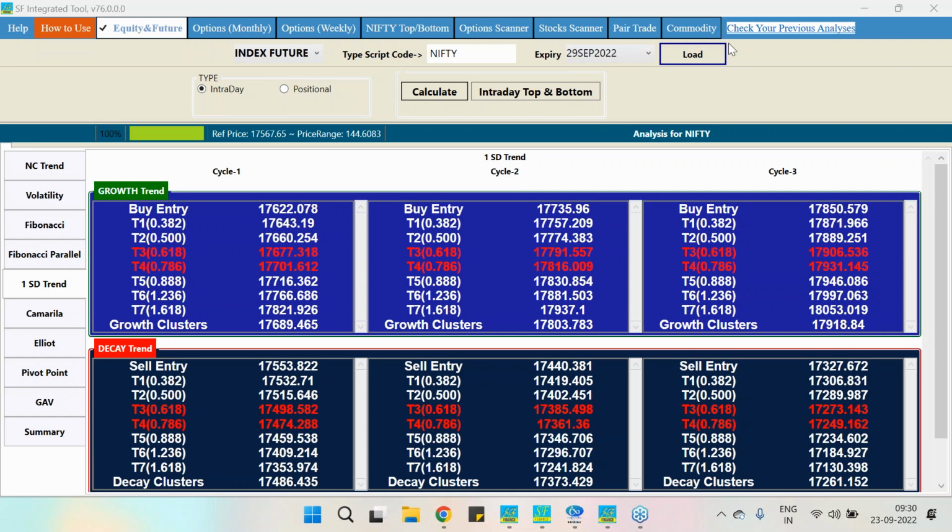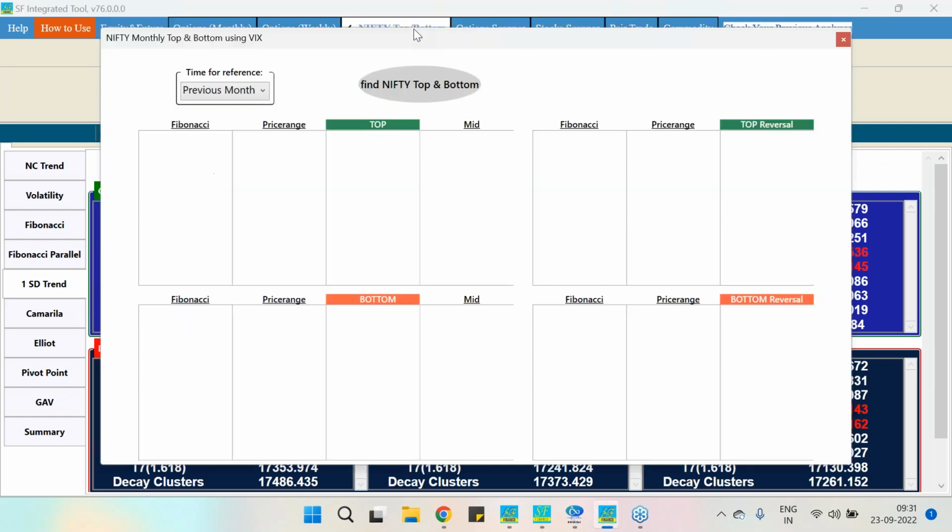But those who are slightly advanced traders can sell the options also. It is not always recommended to buy options, so you can sell the options also. So this is the one standard deviation view for the day, and now we will have a look at our monthly top and bottom.